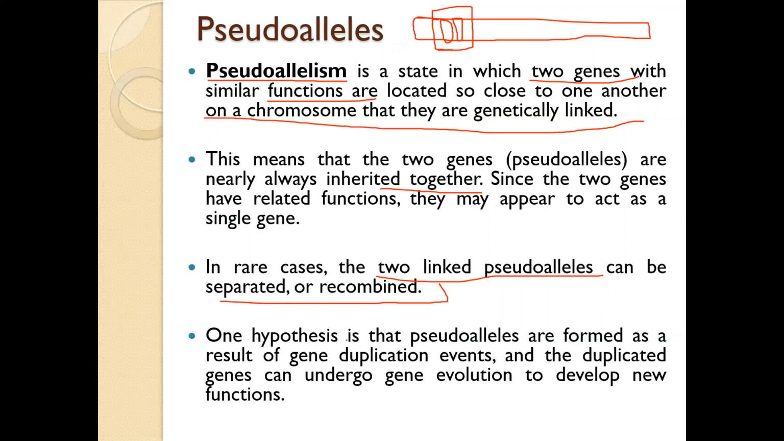One hypothesis is that pseudoalleles are formed as a result of a gene duplication event. When you go through the topic of mutation, you will learn the term gene duplication. In some cases, a particular gene A is duplicated and forms a different gene, A prime. The duplicated genes can undergo gene evolution to develop new functions.